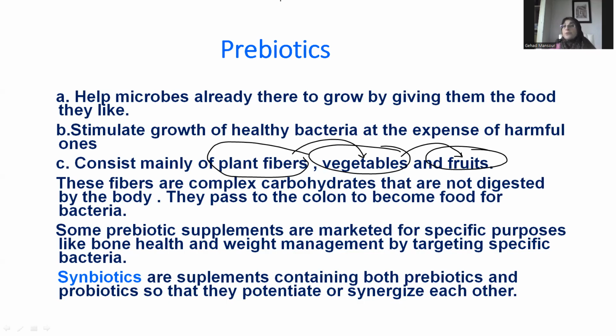And there is a third group called synbiotics, and synbiotics contain both probiotics and prebiotics.